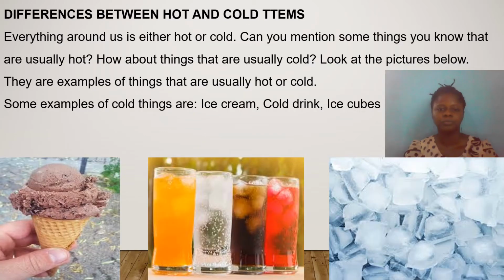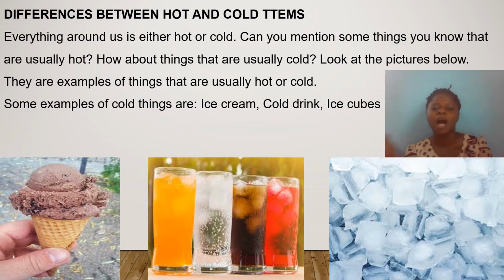Now there are differences between hot and then cold items. That is what we are going to look at right now. Everything around us is either hot or cold. Now let's mention some of the things you know that are usually hot. So for instance, fire. You know fire is hot. You know the sun is hot.